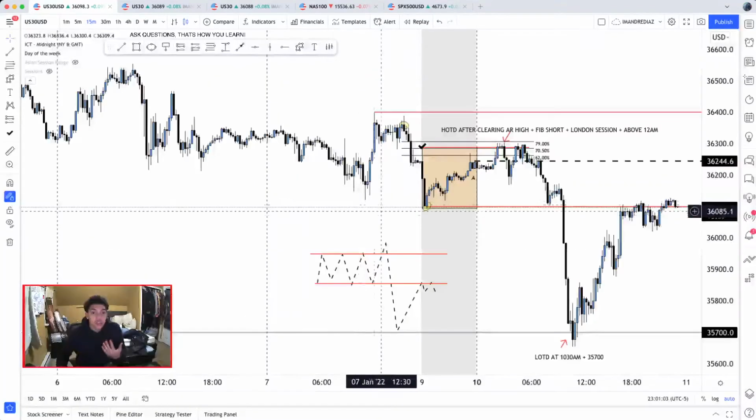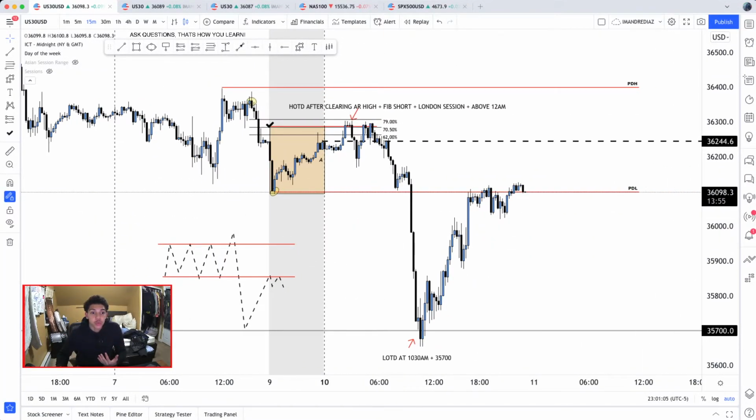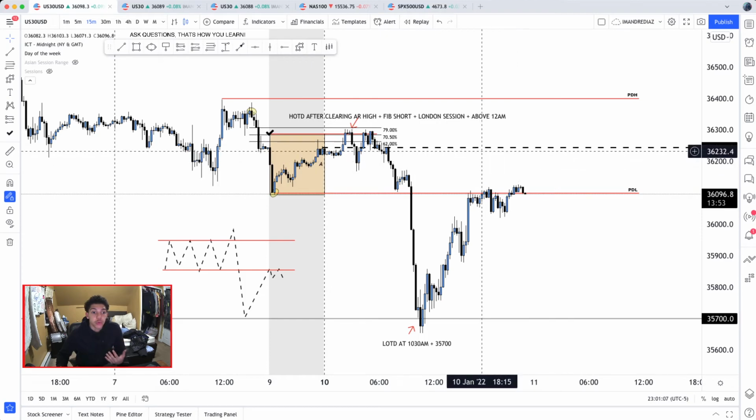Because the reason we do all this, and the reason we're marking up this chart as we are right now, is because we are using this information to help benefit us, help us learn off it, so we can use it in the future. So once we see a pattern like this happen again, we will have the confidence to take action on that trade.